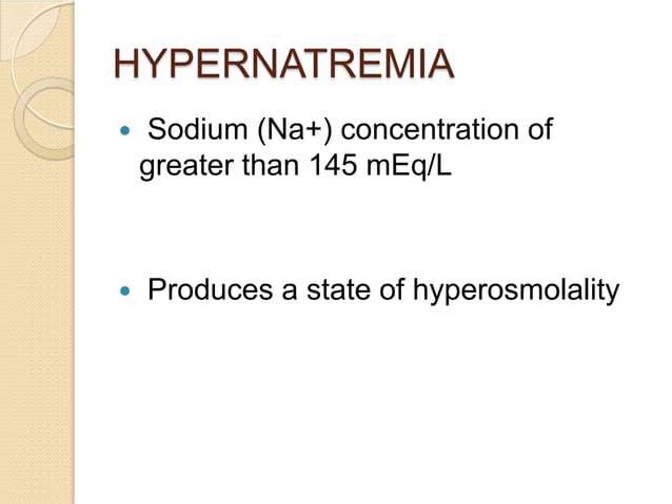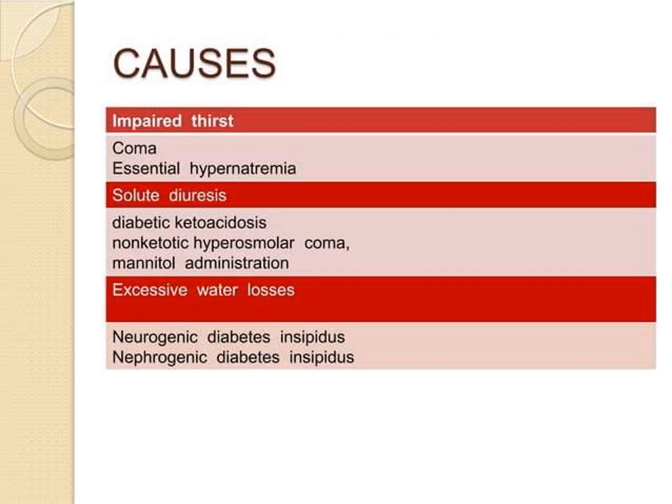First of all, we are going for hypernatremia. Hypernatremia means sodium concentration of greater than 145 milliequivalent per liter. The normal amount of sodium in our body is 135 to 145 milliequivalent. Above 145 it is hypernatremia, and below 135 or below 130 we can say it's hyponatremia. It is a state of hyperosmolality. Hypernatremia means sodium is increased, means body salt is increased.